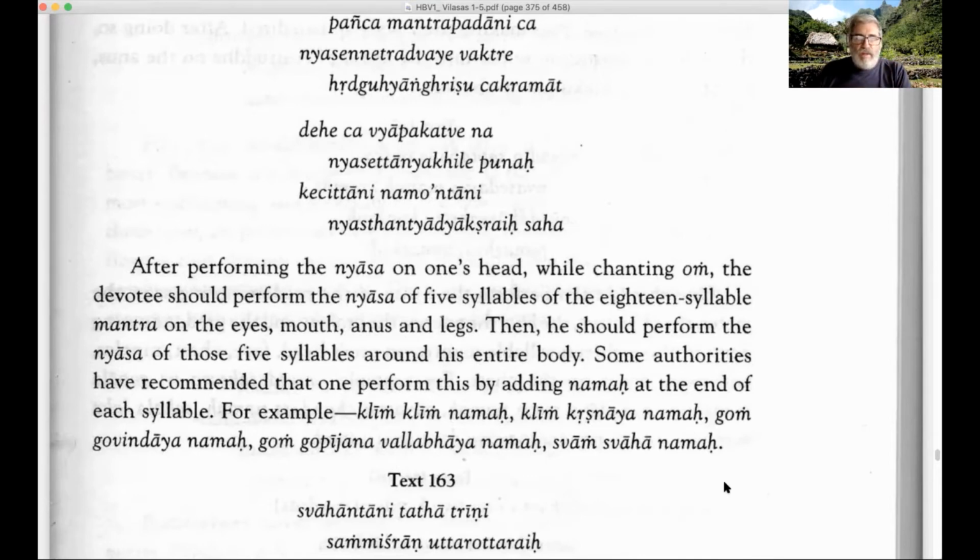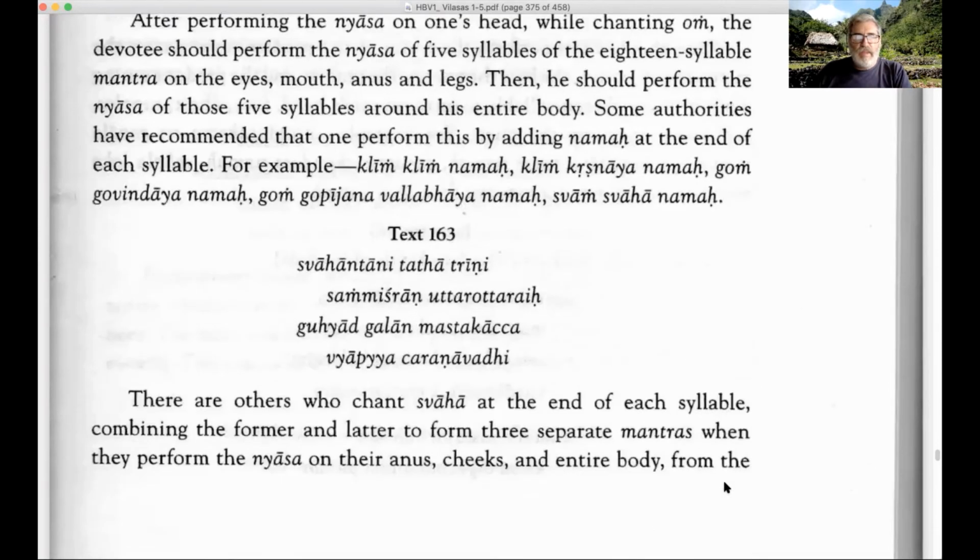So our thought. Then we should perform the nyasa of those 5 syllables throughout the entire body, around the entire body. Some authorities have recommended that one perform this by adding namaha at the end of each syllable. For example, klim klim namaha, klim krishnaya namaha, gom govindaya namaha, gom gopijana vallabhaya namaha, swam swaha namaha. So those are some examples.